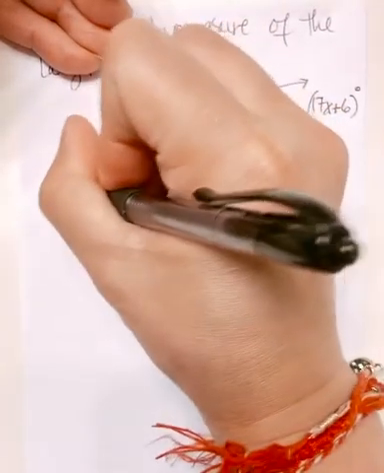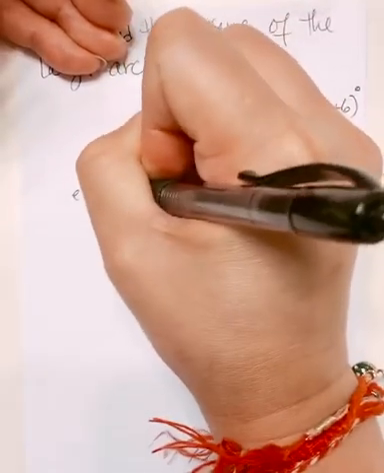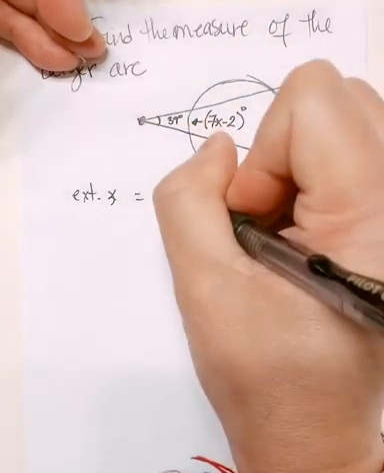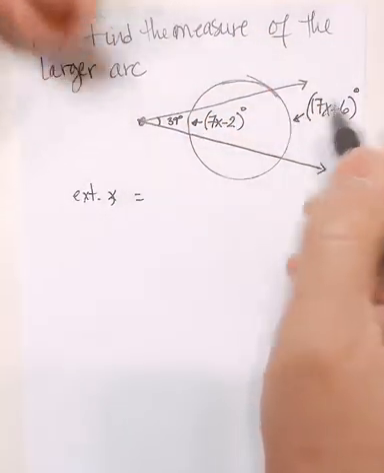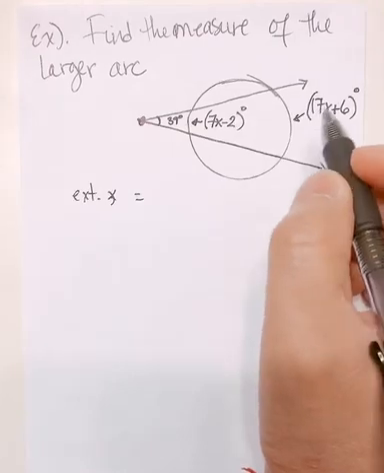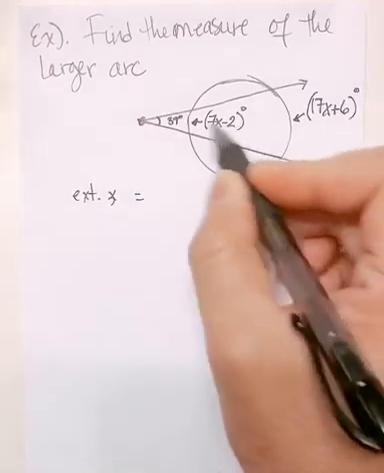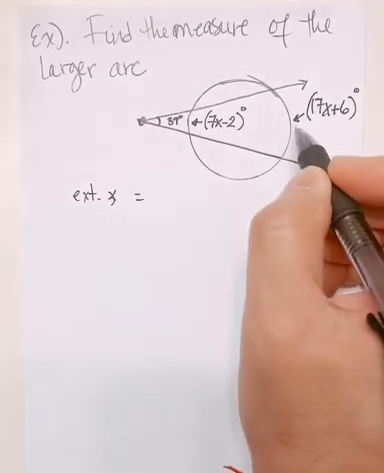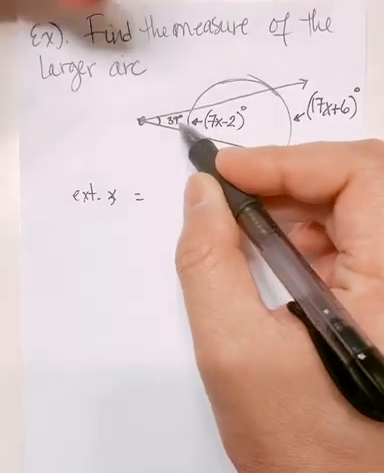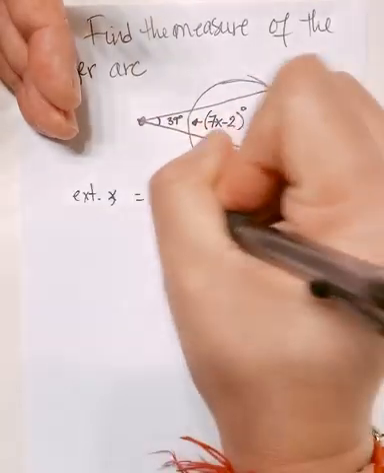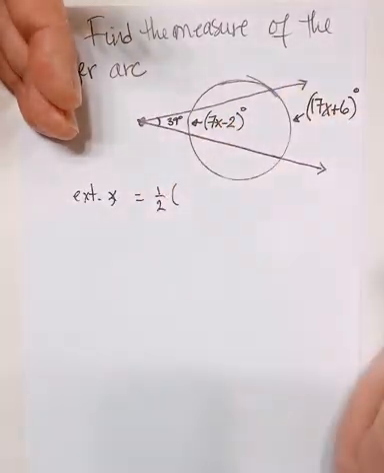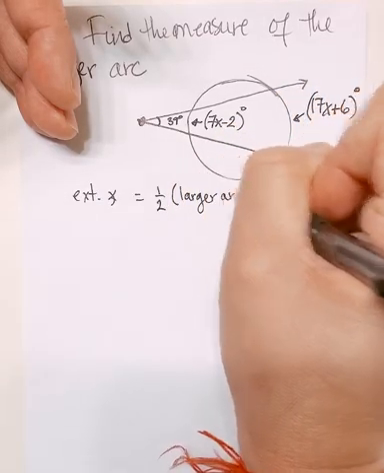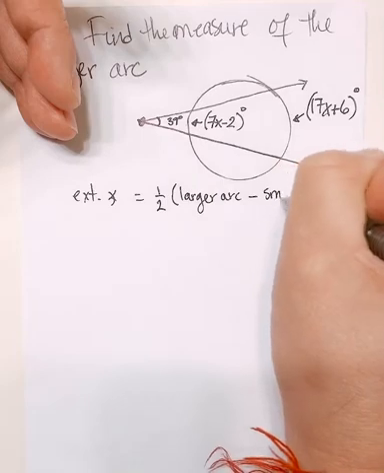Well, it says exterior angle, okay? The measure of the exterior angle is average. Average means not average. I don't mean to say average. You subtract and divide by 2, okay? Average is when you add them. It's not the average. You subtract the two arcs and you divide it by 2, right? So it's 1/2 of the difference between the larger arc, subtract the smaller arc, okay?